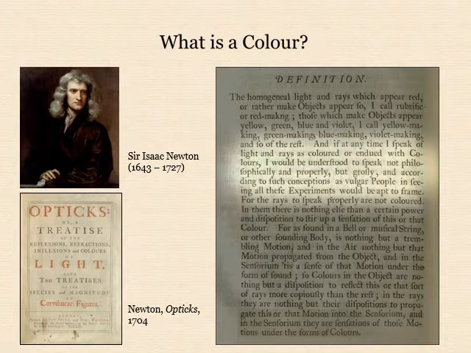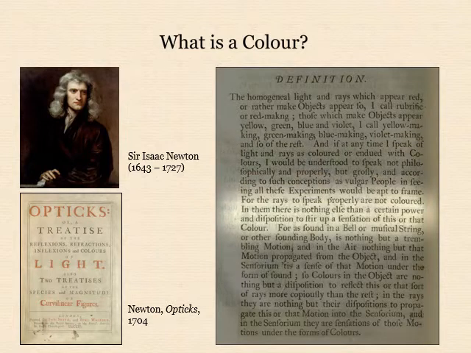Newton says, "And if at any time I speak of light and rays as coloured or endued with colours, I would be understood to speak not philosophically and properly, but grossly, and according to such conceptions as vulgar people, in seeing all these experiments, would be apt to frame. For the rays, to speak properly, are not coloured. In them there is nothing else than a certain power and disposition to stir up a sensation of this or that colour.